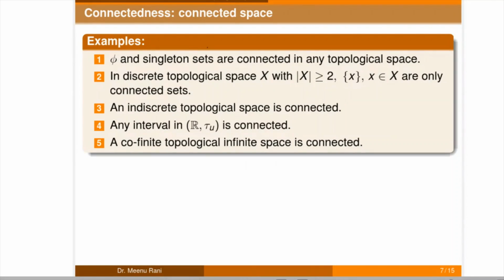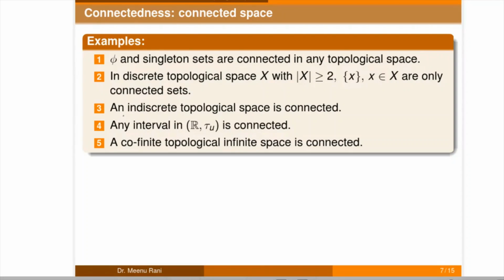Now further we have some examples of the connected space. So first, phi and singleton sets are connected in any topological space, because phi and singletons are the sets which cannot be written as a union of two non-empty separated sets. So these are connected sets in any topological space. Now in the second example, in the discrete topological space with more than one element, only singletons are connected sets.